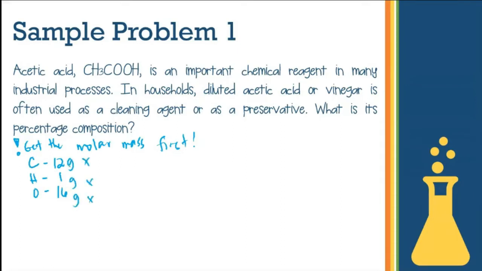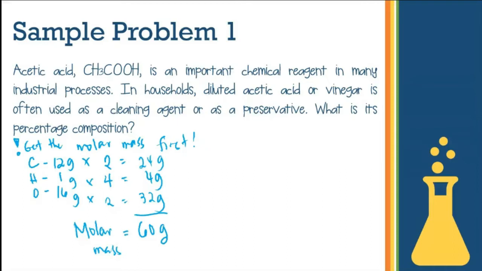Times, ilan si carbon? So as you can see, merong dalawang carbon pero magkahiwalay yan. Pero, lalagyan natin dalawa. Dalawa kasi siya. Hydrogen is 4, oxygen is 2. So, multiply, this is 24 grams, 4 grams, and 32 grams. This is the molar mass. We have 60 grams. Ito yung ating molar mass. So, ito yung mass per 1 mole. So, meron na tayong molar mass.